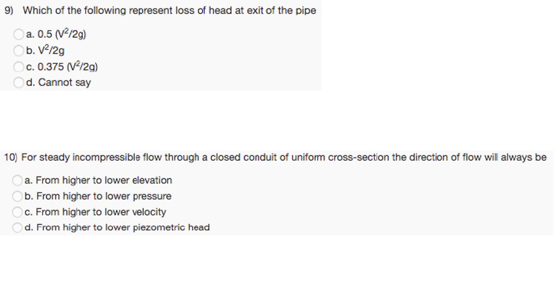For a study in question number 10, the study in incompressible flow. Flow is steady and incompressible through a closed conduit of uniform cross section. The direction of flow will always be from higher to lower elevation, from higher to lower pressure, from higher to lower velocity, from higher to lower piezometric head. Which one is correct?